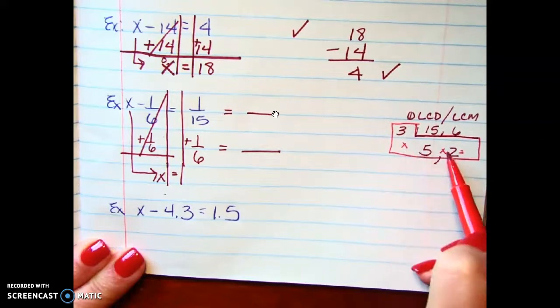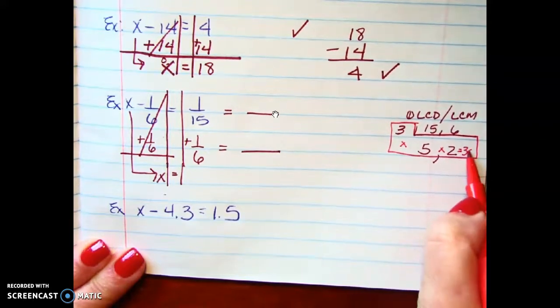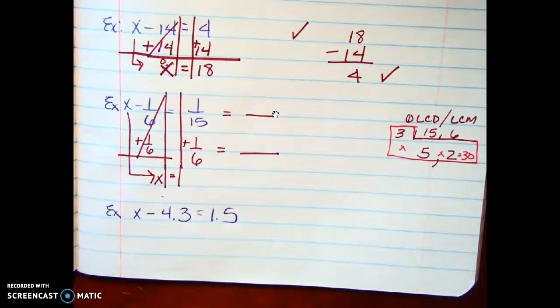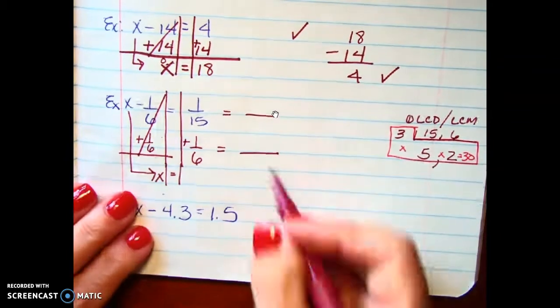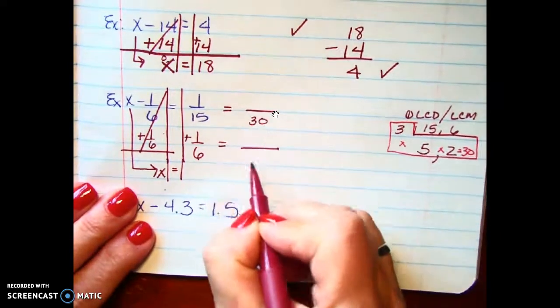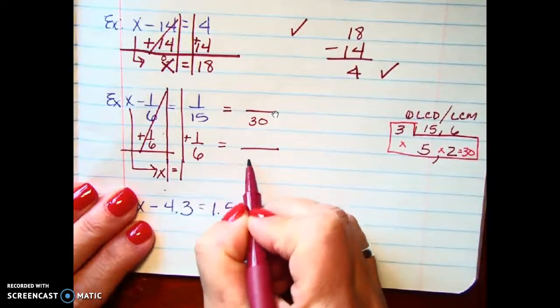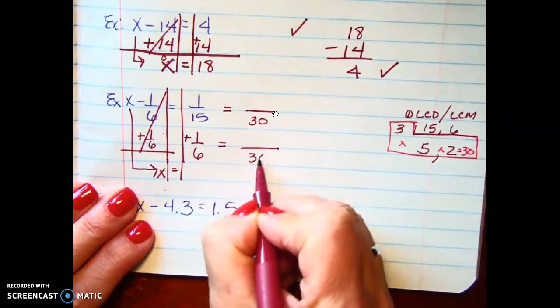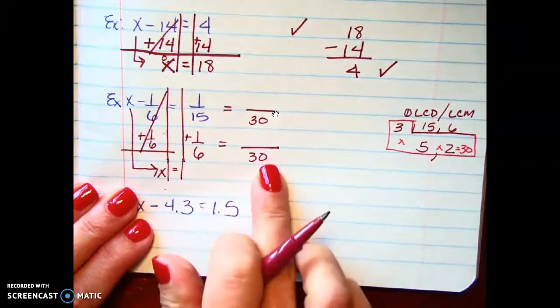3 times 5 is 15 times 2 is 30. So that, my friends, is the least common denominator. And I just put it in here. Now, I have like terms, which is a common denominator. I have to get equivalent fractions.